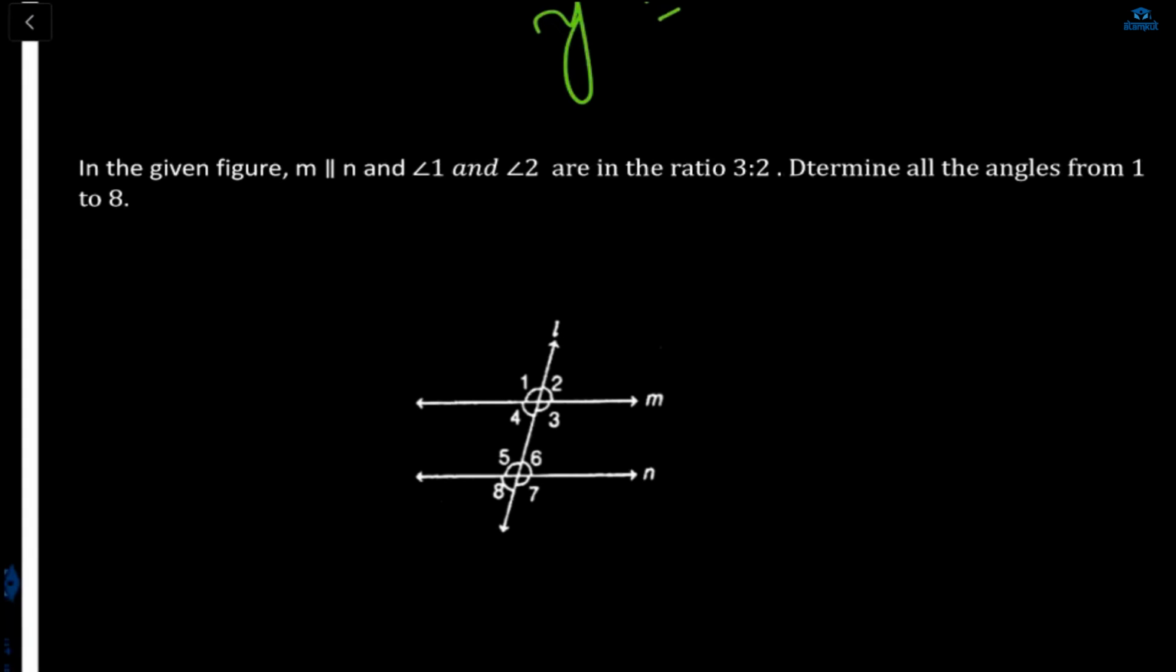Take K, okay? And K is what? K is a constant value, okay? Angle 2 is equal to what? 2K, okay?